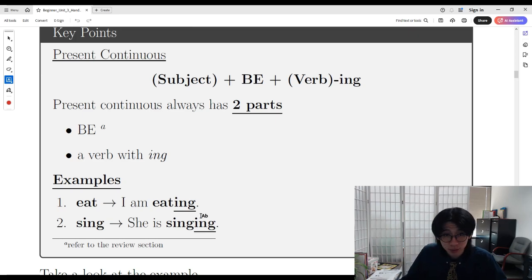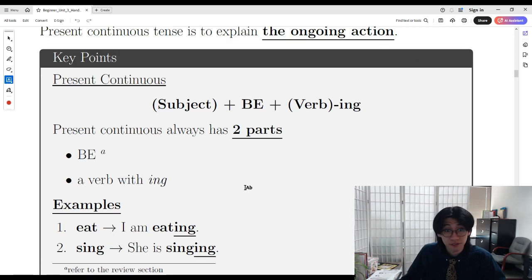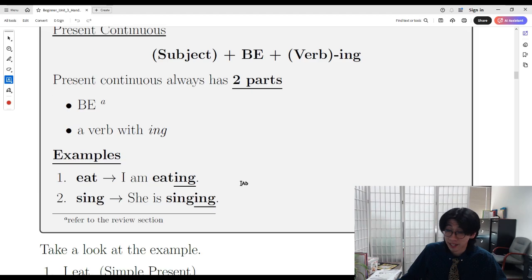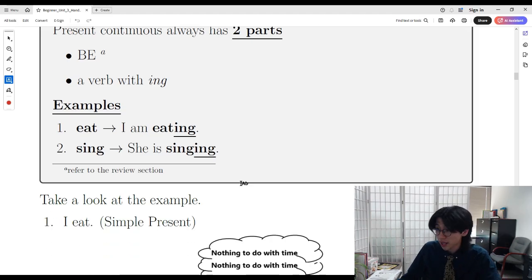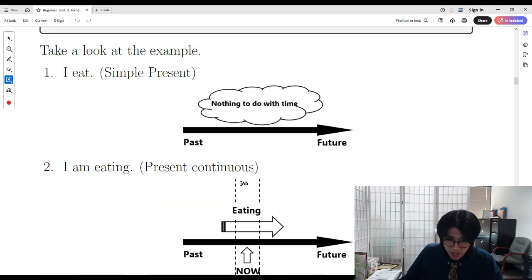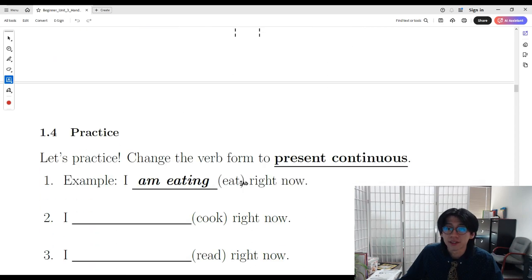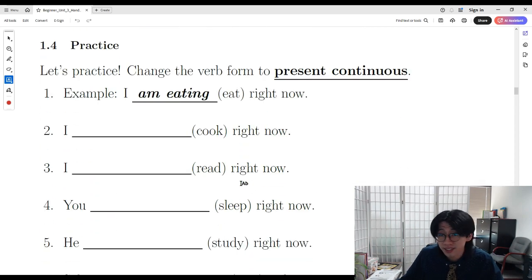Okay, so this was a lecture video for syntax of present continuous. I would like you to turn your page over to the next page and work on this practice 1.4, where it says, let's practice. Change the verb form to present continuous.